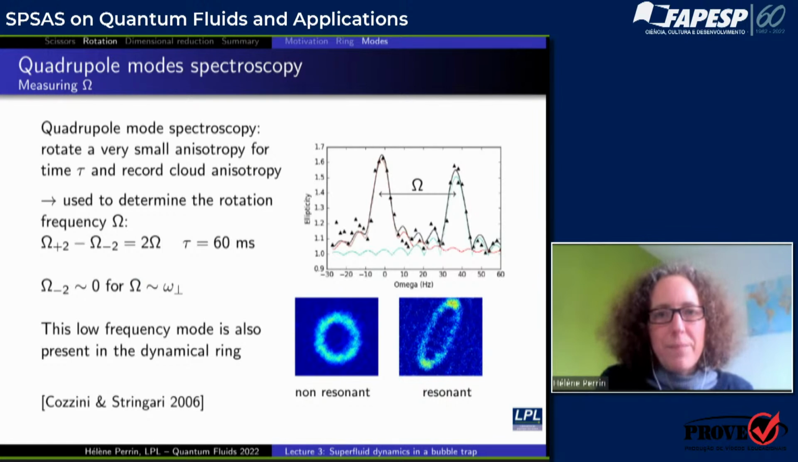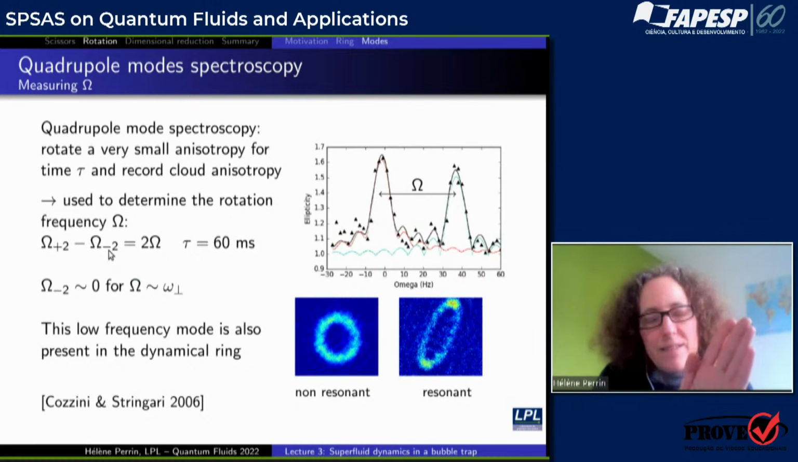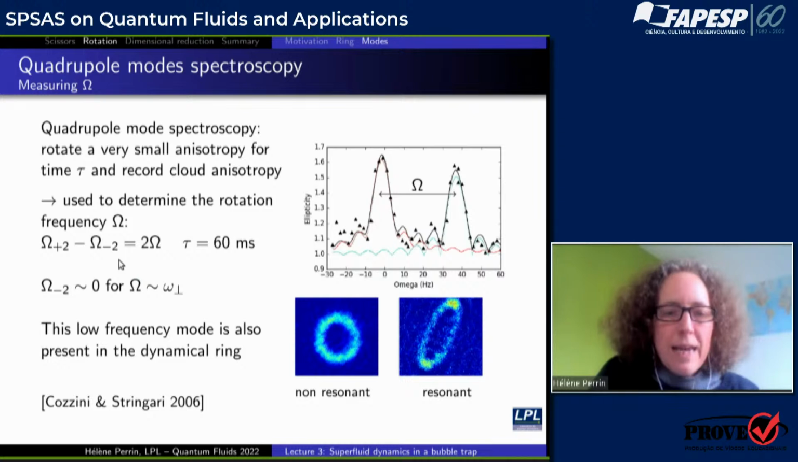And so if you have a non-rotating gas, there are two quadrupole modes, but the two modes are degenerate in frequency. But when you rotate, now the two modes are shifted in frequency. They are not degenerate anymore. One mode is the one that has an elongated shape, so an elliptic deformation rotating in the plus direction, in the direction of the flow, and the other one has the same kind of elliptic deformation, but rotating against the flow.